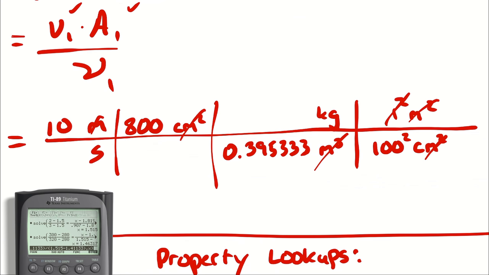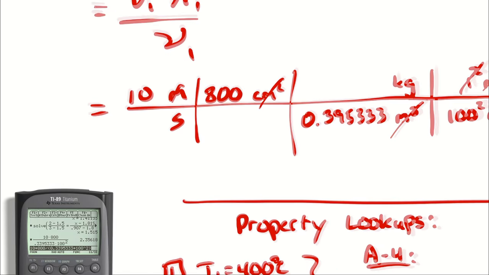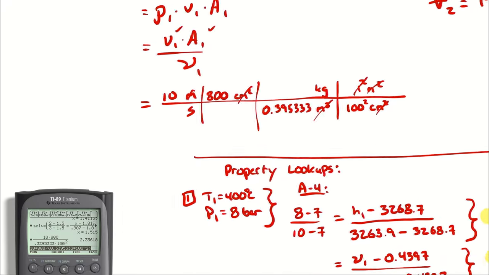So I am going to take 10 multiplied by 800 divided by the quantity 0.395333 times 100 squared. Really? I can't do the caret? Okay, I guess I will do that manually. Squared. So 10 times 800 divided by 0.395333 times 100 squared gives me a mass flow rate of 2.35618. And let's write that here.